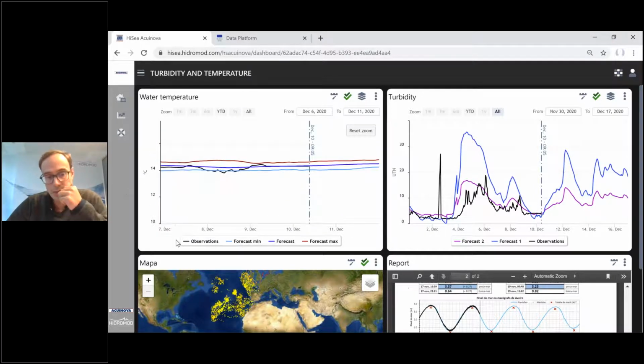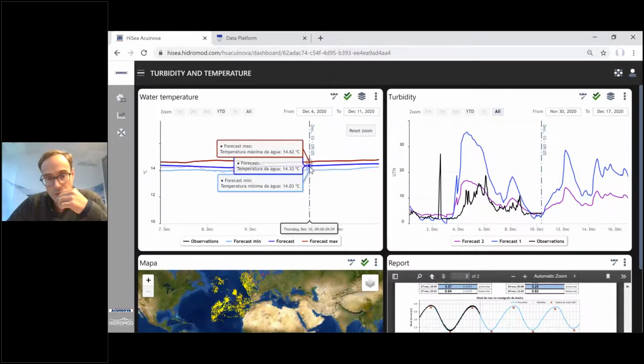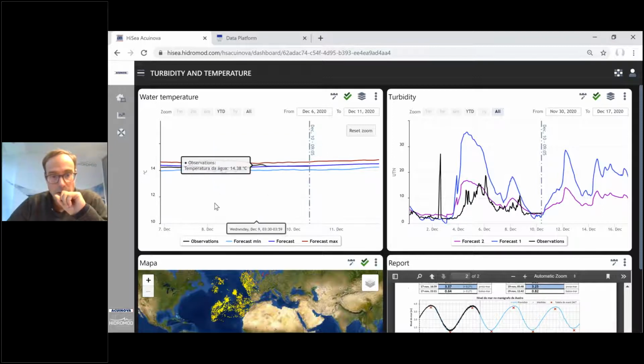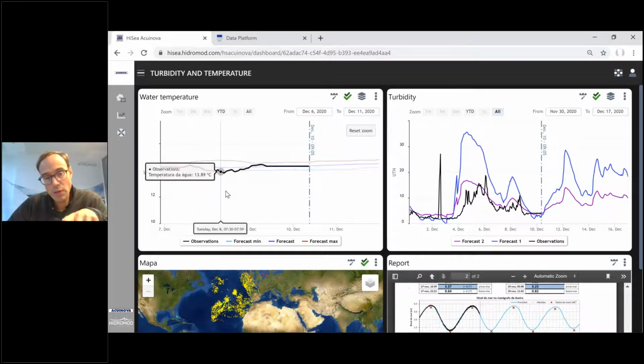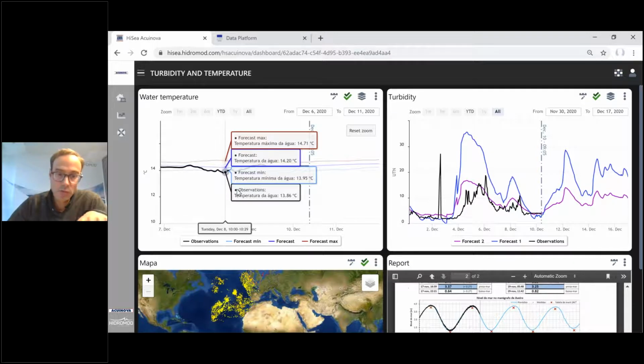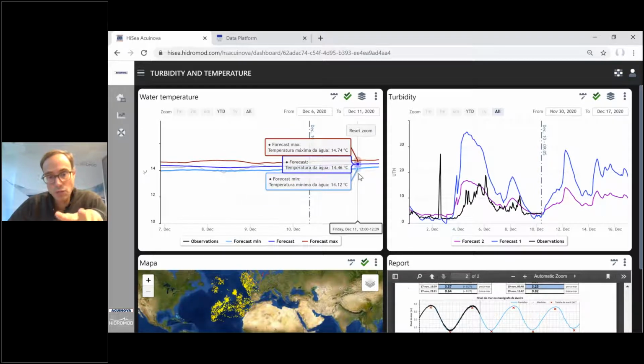So the black line is a sensor that is currently in the field. The last value that was measured was just a few moments ago, and it's in real time. You not only get the signal, but you also get the forecast. In this case, we are supplying 3 forecasts.